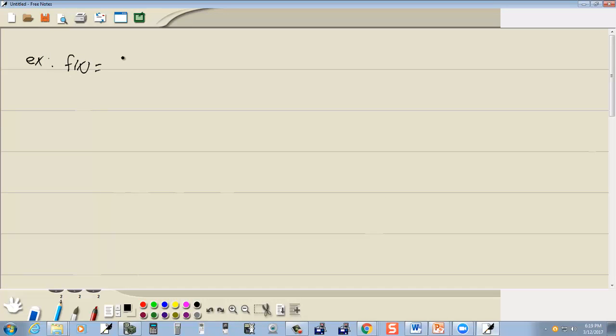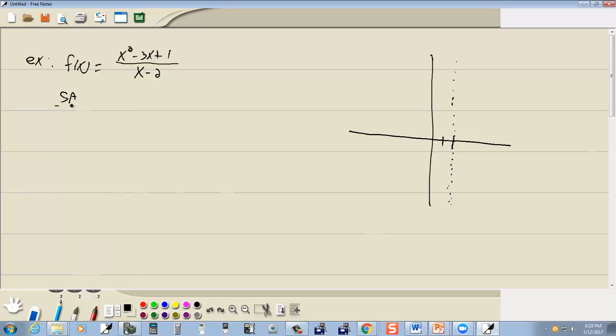F of x is equal to x squared minus 3x plus 1 over x minus 2, I guess. First off, I know it has a vertical asymptote, x equals 2, if I were to go through that. So it looks like this. Now find our slant asymptote or oblique. We're going to use long division.